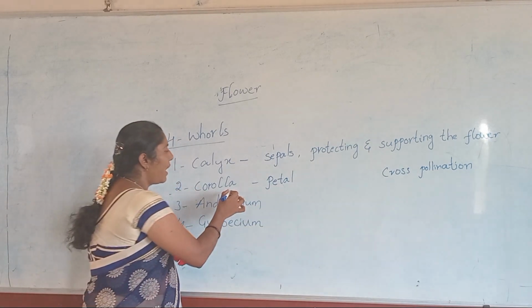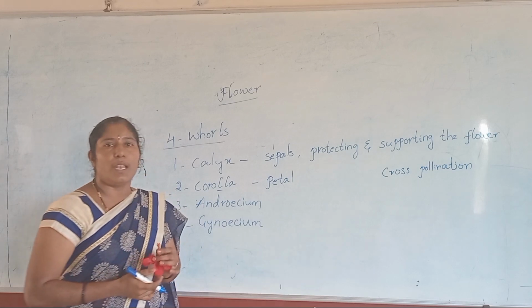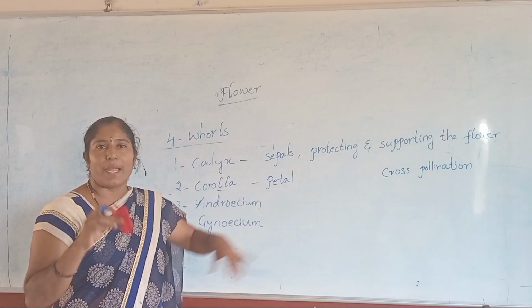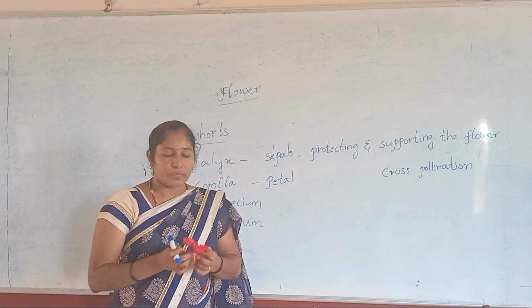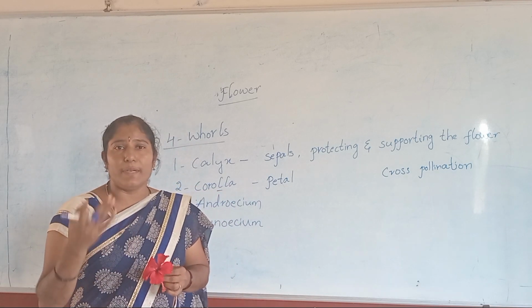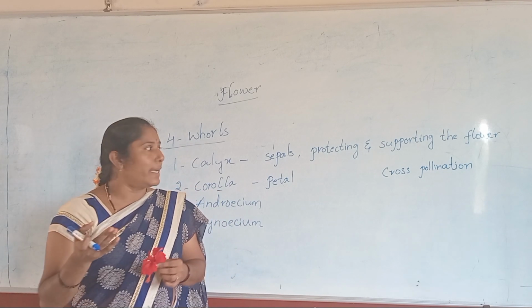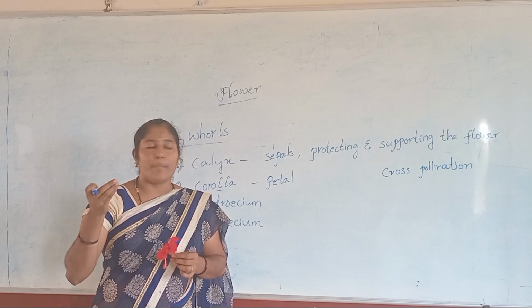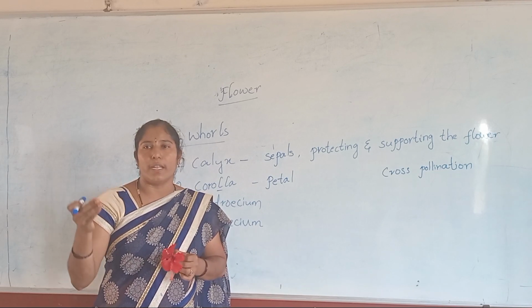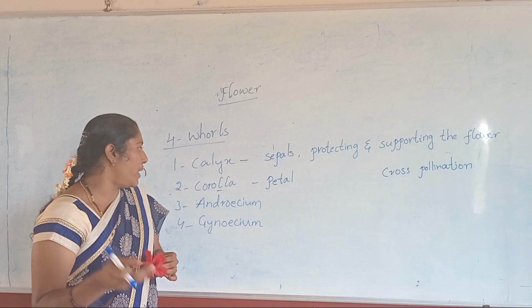What is the function of the corolla? Corolla is brightly colored, and it exhibits fragrance, and it attracts the insects. Means it is helping in cross pollination.